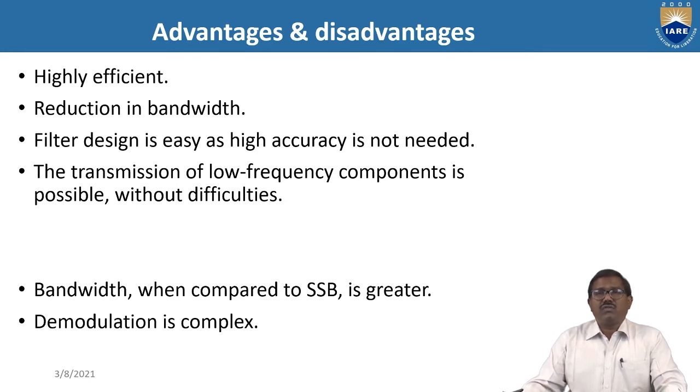And what are the disadvantages of VSB? One is the bandwidth. It requires more bandwidth than that of SSB. Why? Here we are sending one full sideband and a vestige part, some part of the other band, and the demodulation is complex. So these are the disadvantages of VSB.